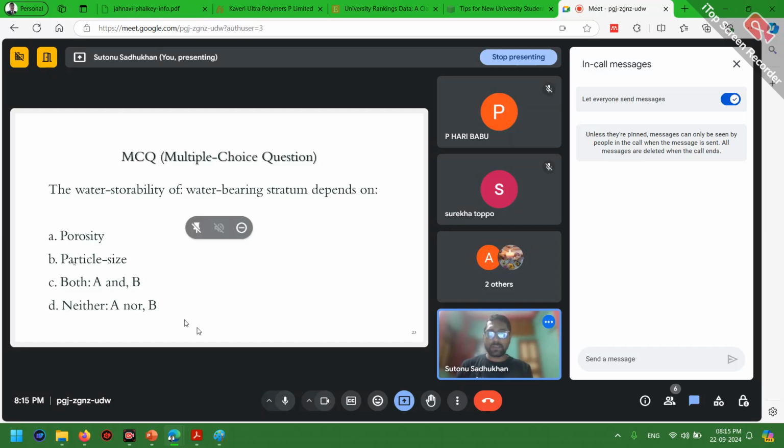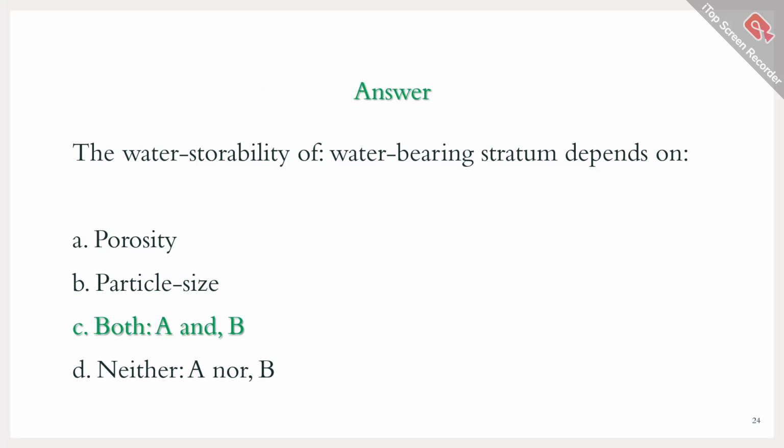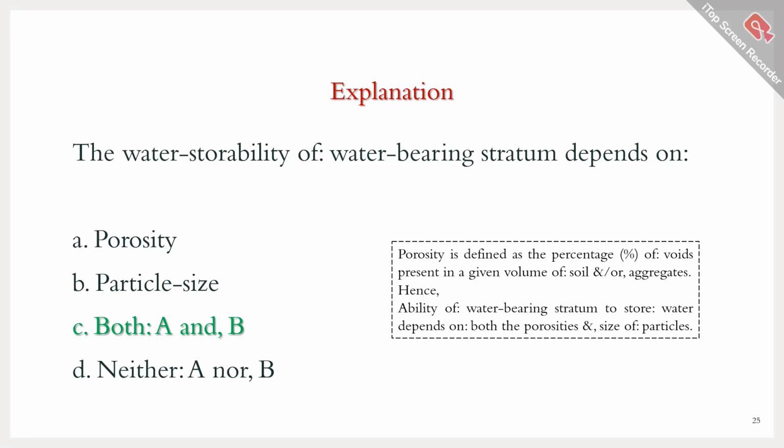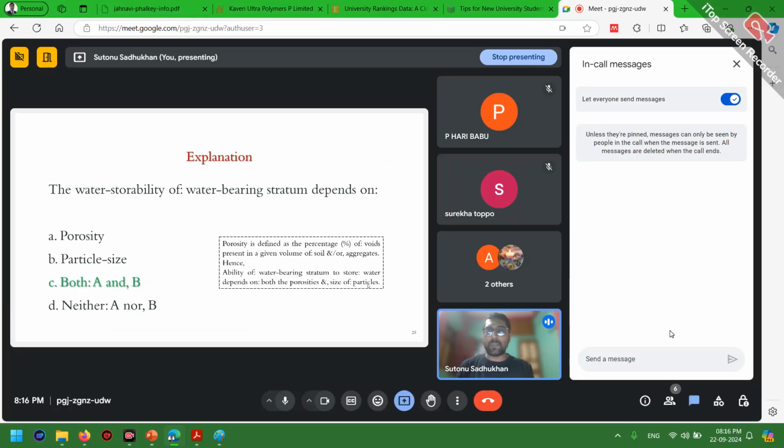I'll wait for 1 minute. Okay, so let's move on. The answer is both A and B. Explanation: porosity is defined as the percentage of voids present in a given volume of soil and or aggregates. Hence, the ability of a water bearing stratum to store water depends on both the porosity and size of the particles.